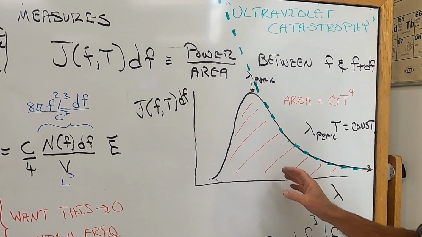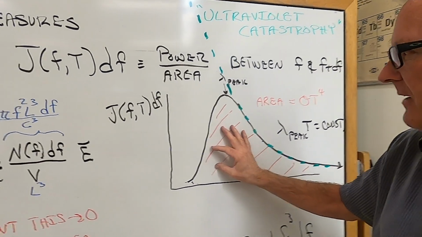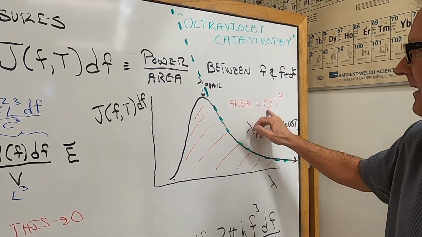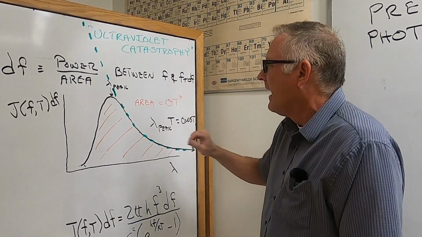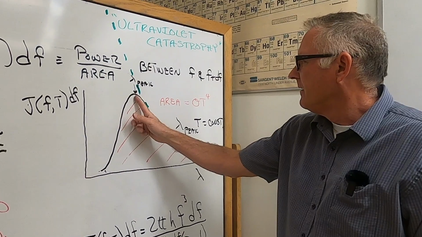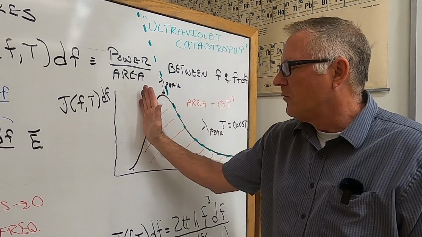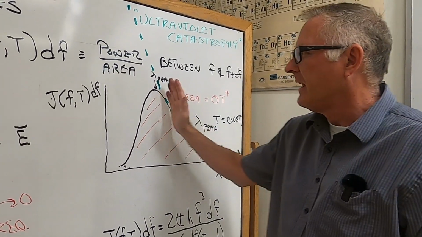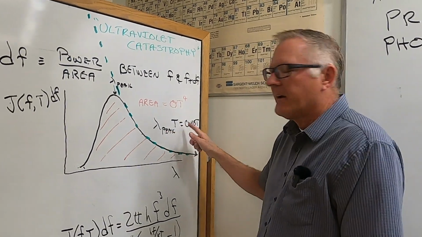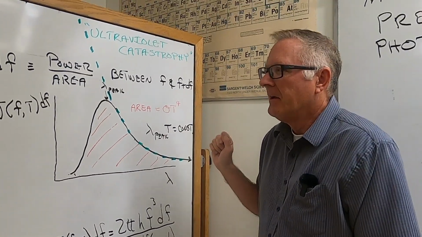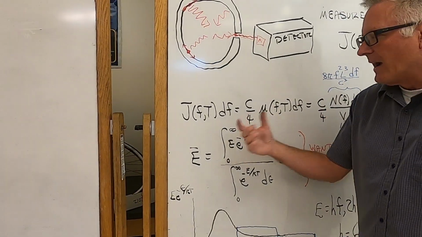The problem is they could not derive this curve. What they could get was the area under this curve. The area is sigma T to the fourth power, where sigma was the Stefan-Boltzmann constant. And this peak wavelength times the temperature was a constant. So at higher temperatures, the peak moved this way since you're plotting versus wavelength. And so if you can figure out where the peak is, you could figure out what the temperature of the object is.